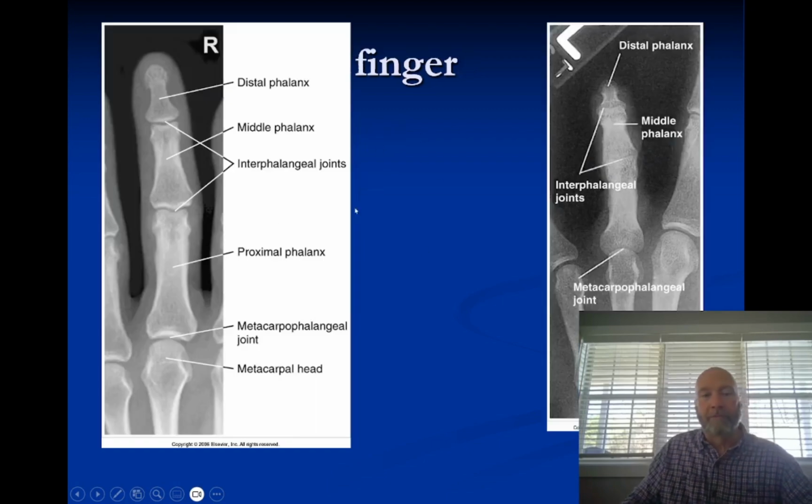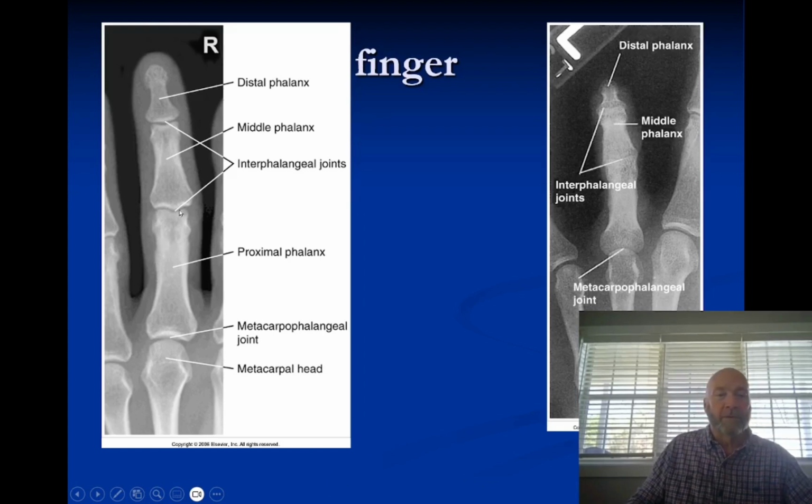So what we're going to be looking for then is central ray to the proximal interphalangeal joint. And what we want to make sure that we include is the distal portion of the metacarpal and the distal portion of the finger, and separate the fingers so we don't have any kind of soft tissue overlap. So we want to evaluate for a lot of different things.